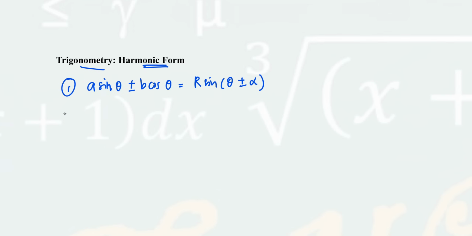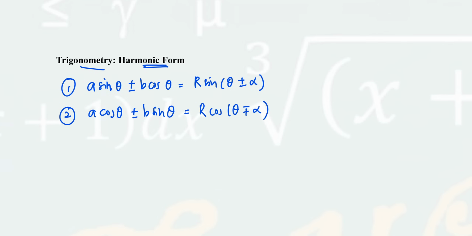This video is to discuss trigonometry paper 3 for the harmonic form. Basically there are two forms. The first form is we need to express a sine theta plus minus b cos theta in terms of sine. But then it's just one term, therefore it is in the general form of r sine theta plus minus alpha. The second form is you can express a cos theta plus minus b sine theta in terms of cos, r cos theta minus plus alpha.